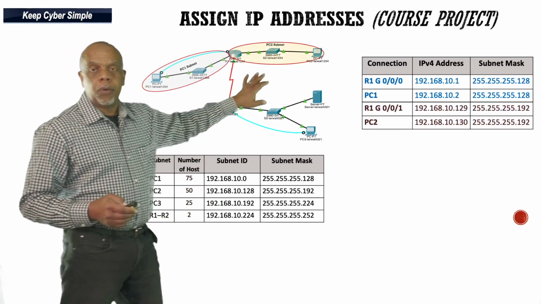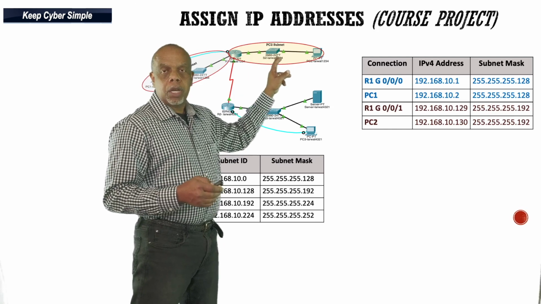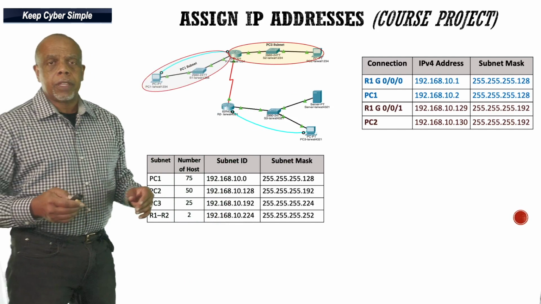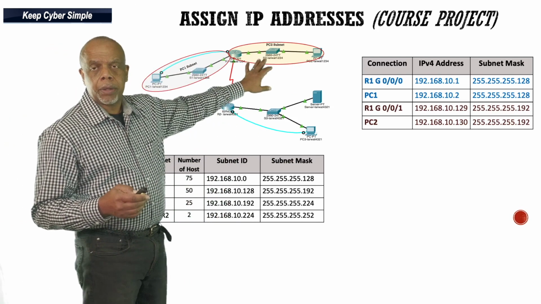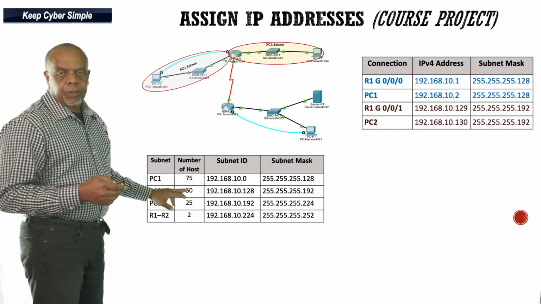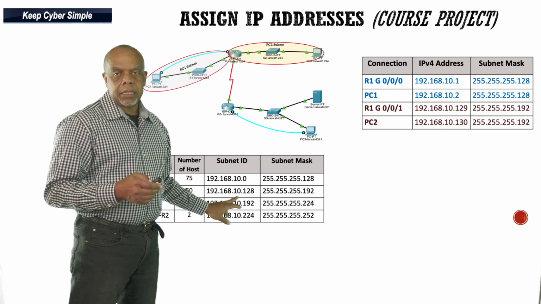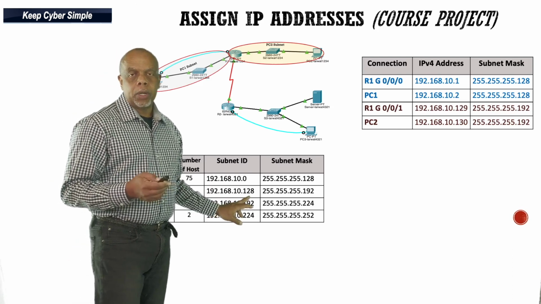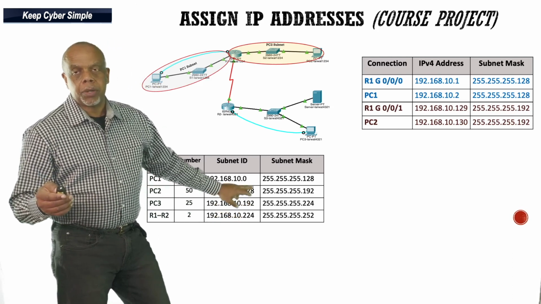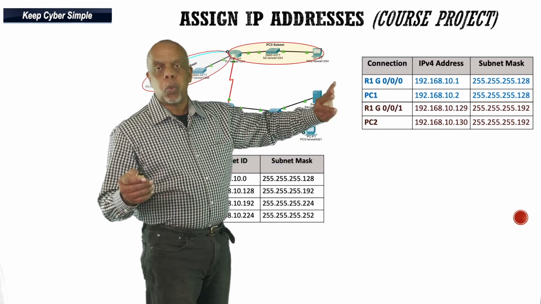Do the same thing for this subnet, which is going to be your router, same router, but it's your other interface. It's going to be the second interface off of that gigabit interface off of this router. If I look at PC2, there's 50 hosts. My subnet ID is 192.168.10.128. Again, I cannot assign that as a usable IP address. So I have to start with the next IP address, which is 129.